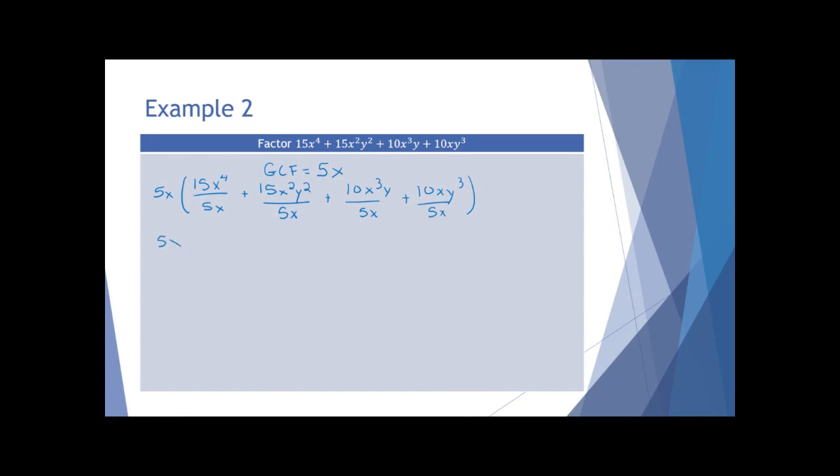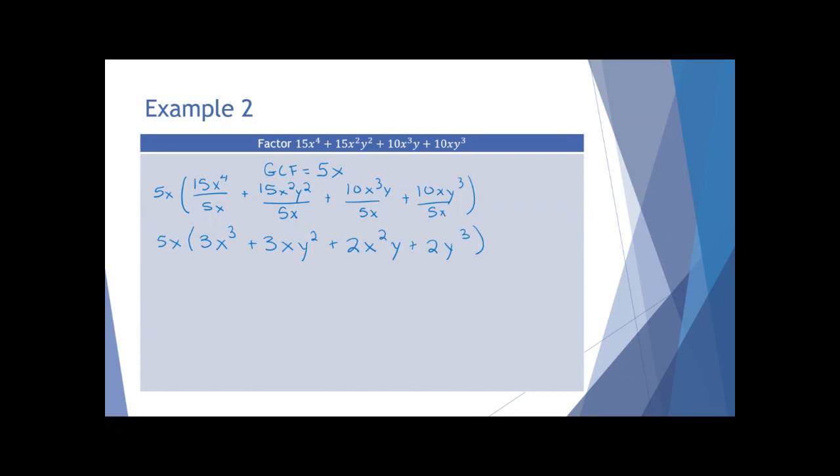Okay, so I have 5x in front, and then I start dividing. 15 divided by 5 is 3. And when I subtract my exponents on the x's, I get x cubed. And then I get plus 3x, and then I have the y squared still. 10 divided by 5 is 2. I get x squared y, and then 2y cubed.